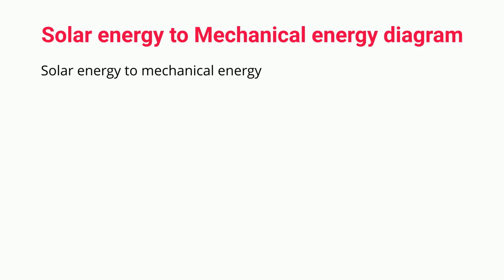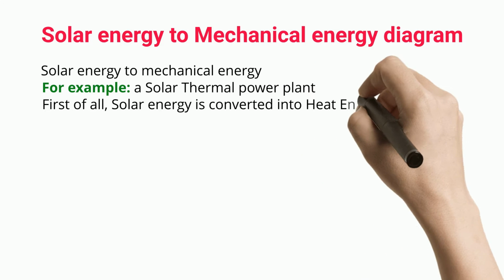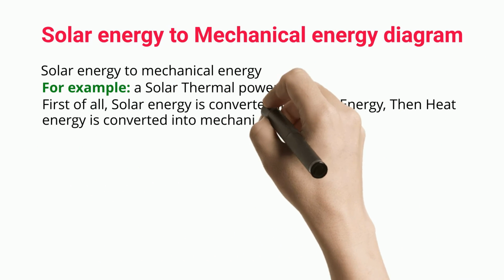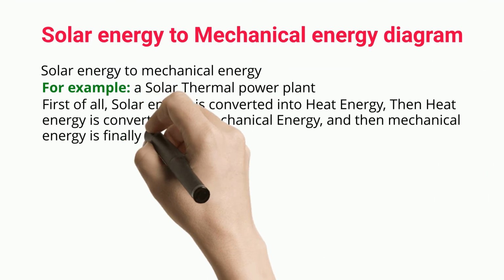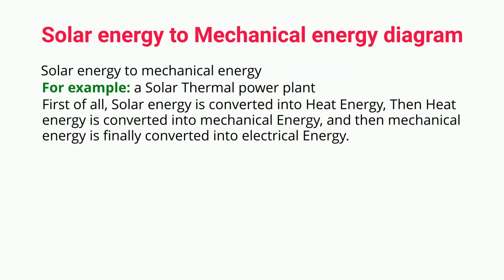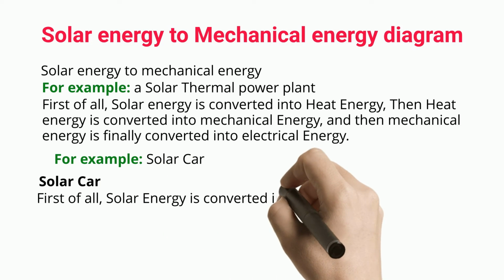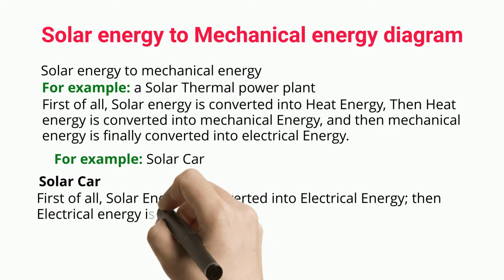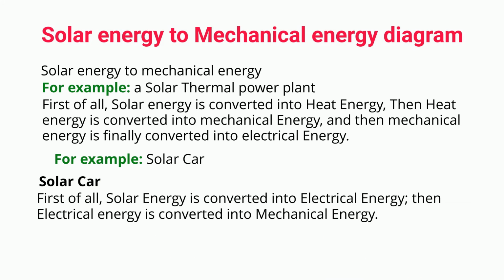Solar energy to mechanical energy. For example, a solar thermal power plant. First of all, solar energy is converted into heat energy, then heat energy is converted into mechanical energy, and then mechanical energy is finally converted into electrical energy. For example, solar car. First of all, solar energy is converted into electrical energy, then electrical energy is converted into mechanical energy.